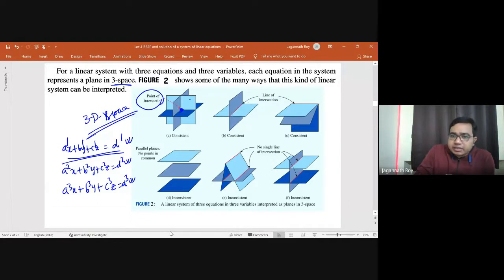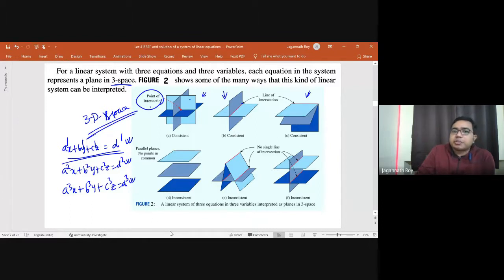For a consistent system, we may also have an infinite number of solutions if they intersect at a line of intersection. But for this case, what happens? There is a line of intersection. They are intersecting at a line. Now we know that in a line there are infinite numbers of points. So there will be infinitely many solutions in this case. So this is also consistent.